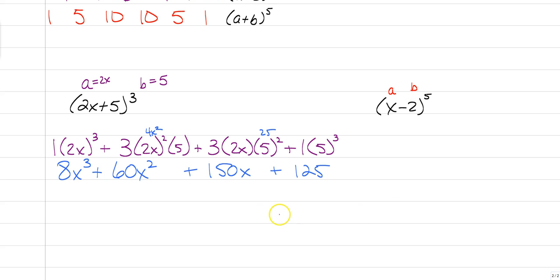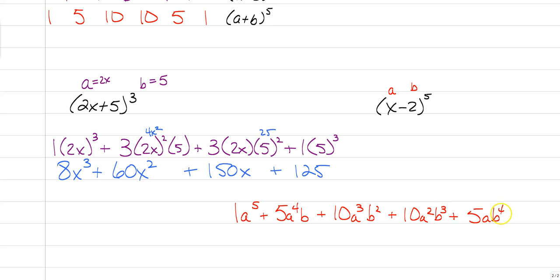So I'm going to skip down here for a minute just so we can write out the entire thing, but we have a to the 5th power. So we're just going to copy this down as Pascal's triangle rule. Plus, then we have 5 a to the 4th b plus 10 a to the 3rd power b squared plus 10 a squared b cubed plus 5 a b to the 4th plus 1 b to the 5th.